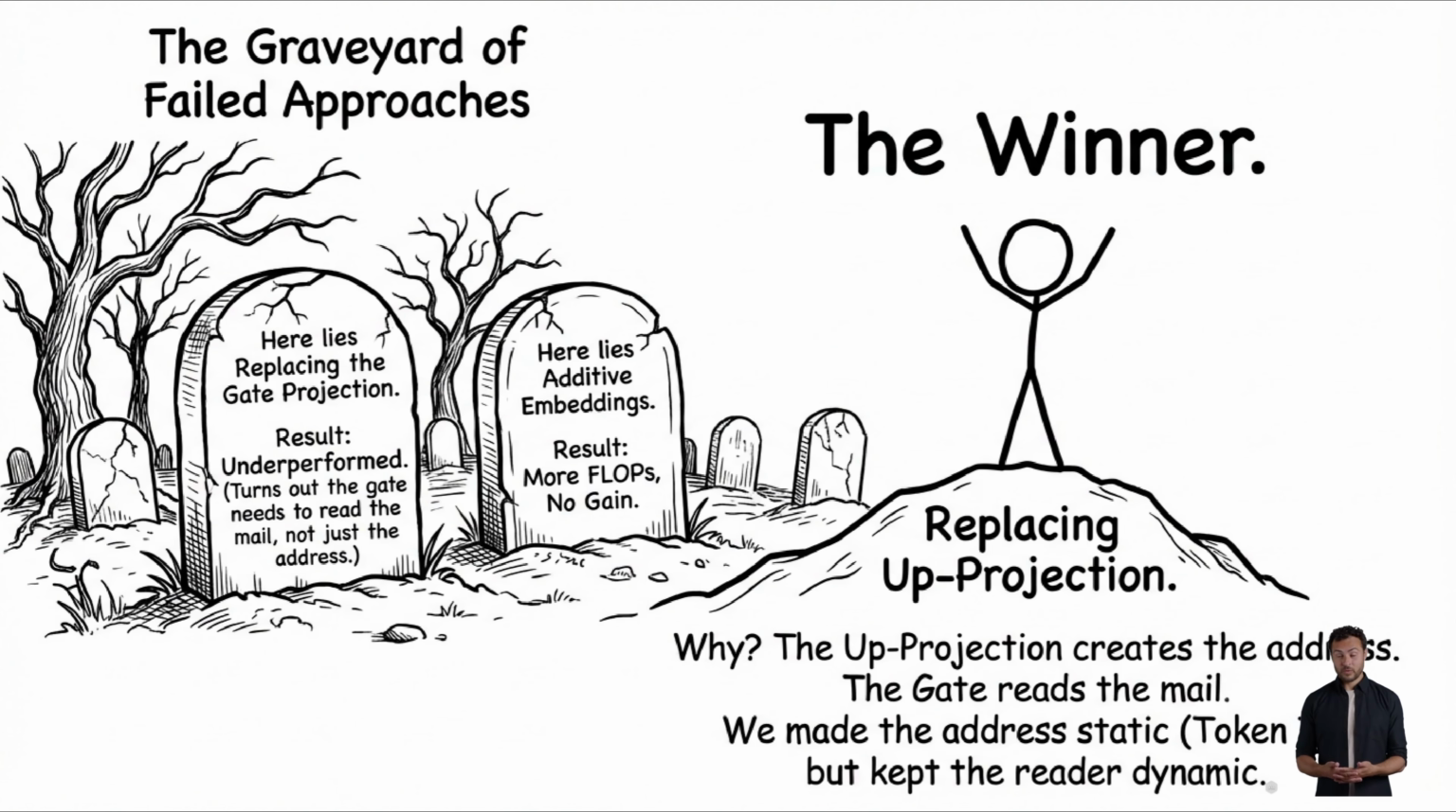Okay, now welcome to the graveyard of failed approaches, the spot where researchers bury the tempting ideas that did not survive experiments and crown the winner. 2 headstones are called out. First, replacing the gate projection. That sounded symmetric, but it broke the point of gating. Second, additive embeddings. The slide even spells out the outcome. More flops and no gain.